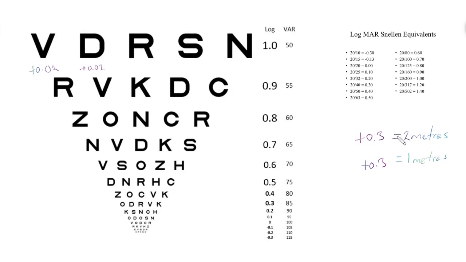If the patient requires the chart to be moved up in order to see the letters on the chart, we need to add 0.3, because we are going to half the distance. We add 0.3. So if it's a 4 meter chart and we move it to 2, we add 0.3. If it's at 2 meters and we move it to 1, we add another 0.3.